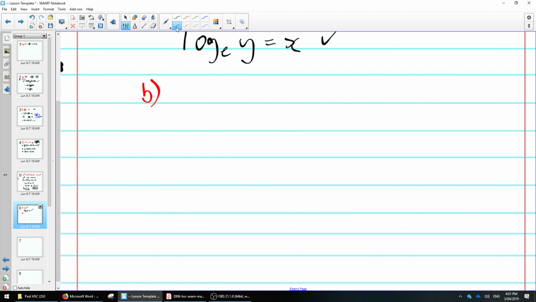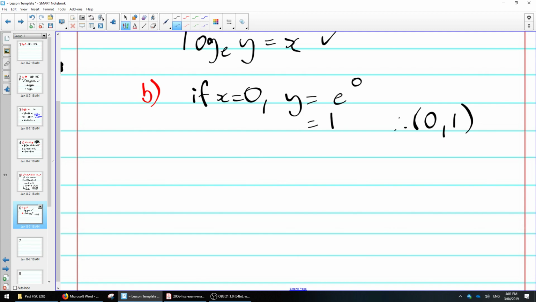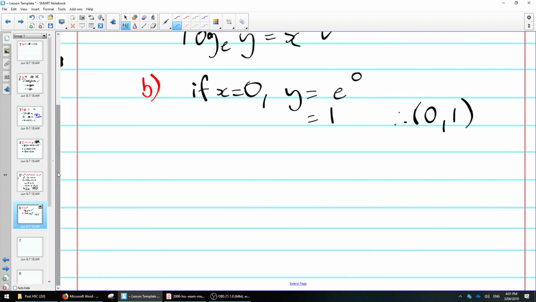Find the y-intercept of the function y equals e to the power x. How do you find the y-intercept? Make x equals 0. If x equals 0, y equals e to the power of 0 equals 1. So therefore, (0,1). Okay, yeah, so I didn't do 0. Yeah, I mean, you should write that. Well, if it's asking you for a y-intercept, you need to ask what it was.